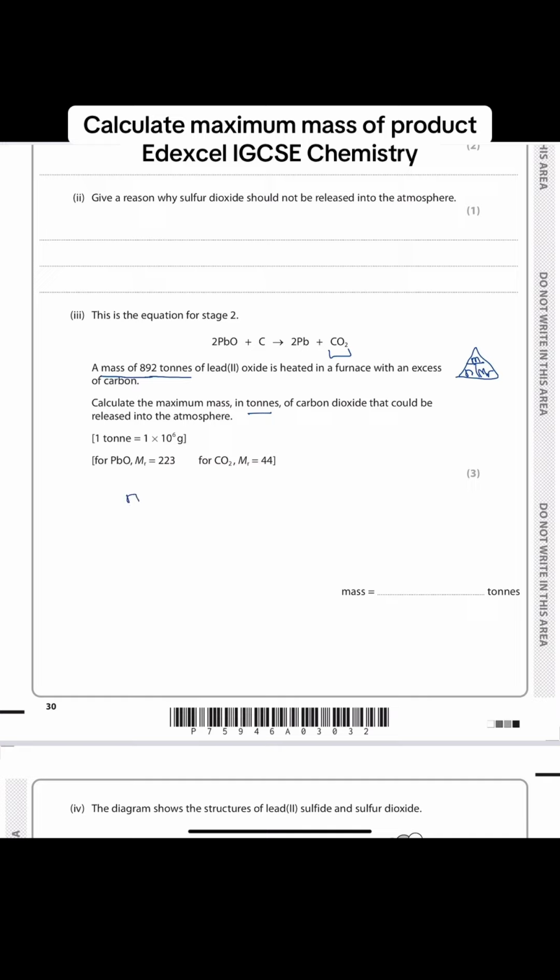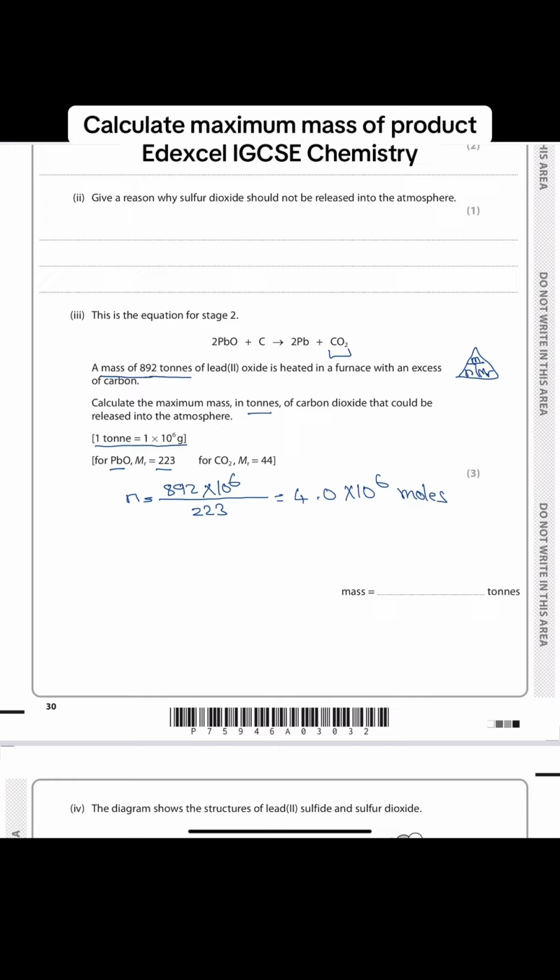So now the number of moles will equal the mass in grams. They give us the mass in tons, so we have to convert it into grams. So 892 times 10 to the 6, because 1 ton is 1 times 10 to the 6 grams. And this is divided by the relative molecular mass of lead oxide, which is 223. So that will give you the number of moles, and that is 4 times 10 to the 6 moles.